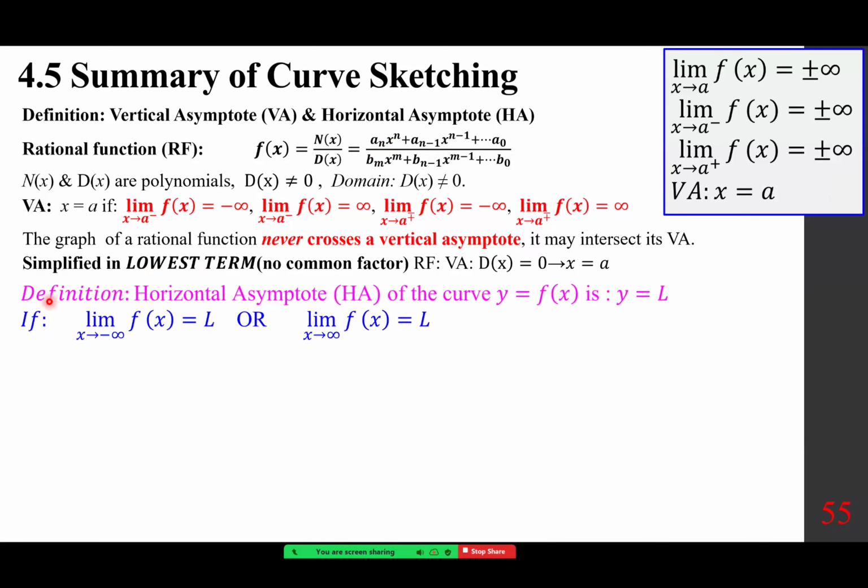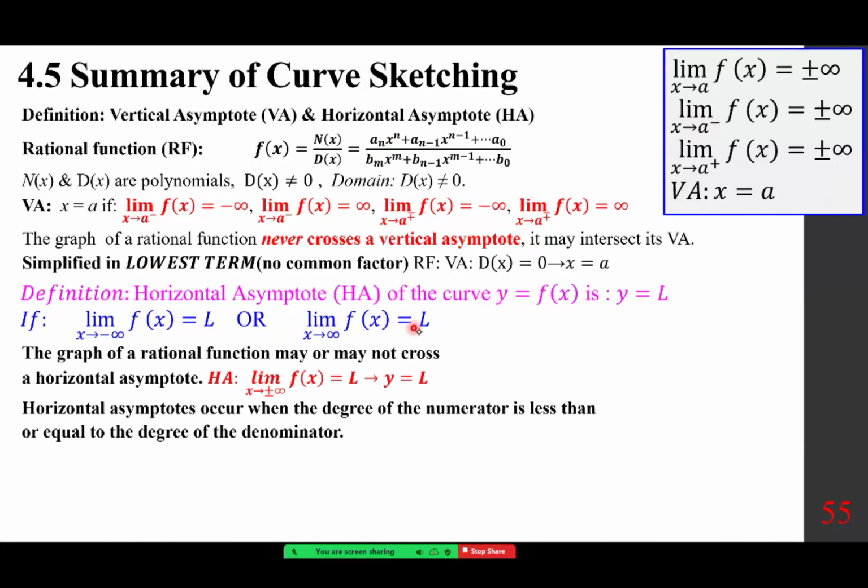Horizontal asymptote has the following definition. The horizontal asymptote, or HA, of the curve y equals f of x is y equals L if the limit of f of x as x approaches negative infinity is L, or the limit of f of x as x approaches infinity is L. That's the definition. The graph of a rational function may or may not cross a horizontal asymptote. Horizontal asymptotes occur when the degree of the numerator is less than or equal to the degree of the denominator.